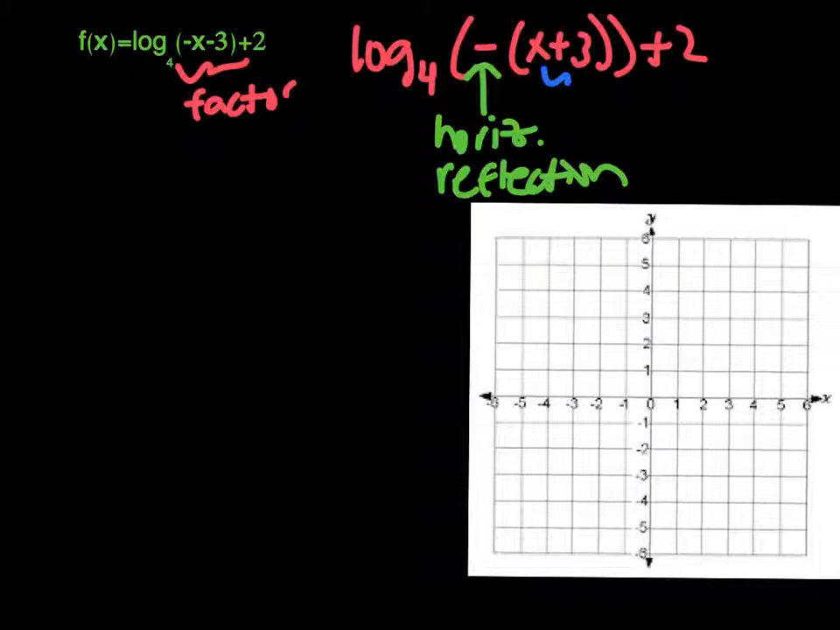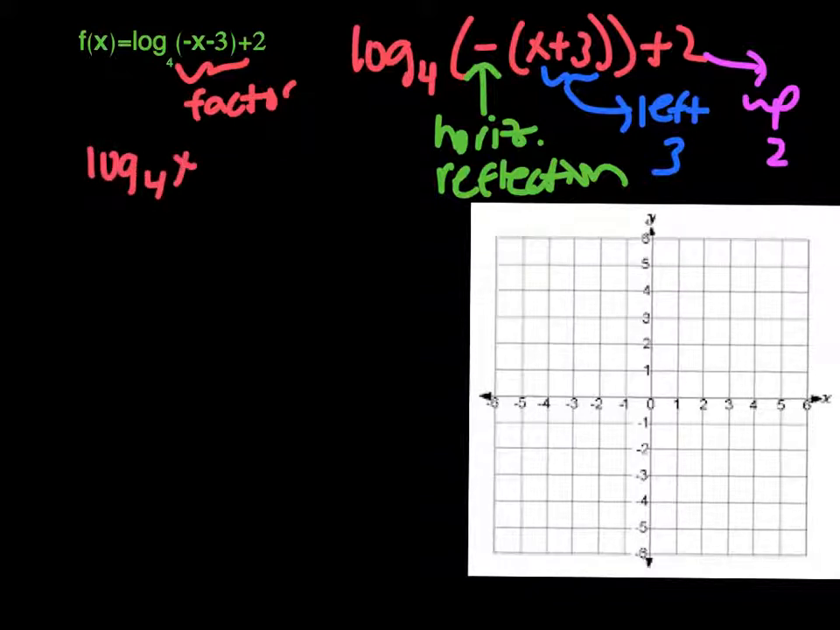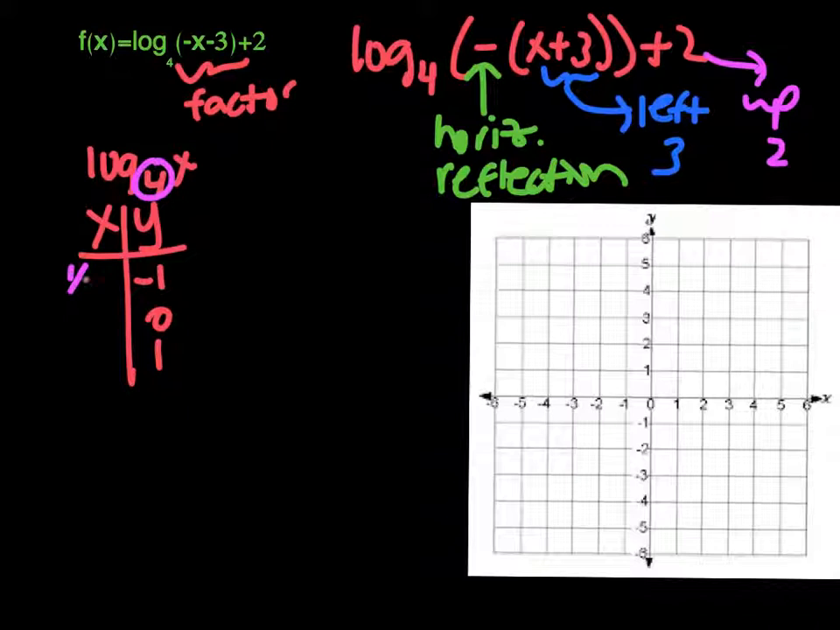Okay. So my negative, this is a horizontal reflection. Then this plus 3 moves left 3, and let's do purple. My 2 moves up 2. So we're going to start with our parent, which is log base 4 of x. So negative 1, 0, and 1 on the right. Since this is a base of 4, you're going to use 4. 1/4, 1, 4.